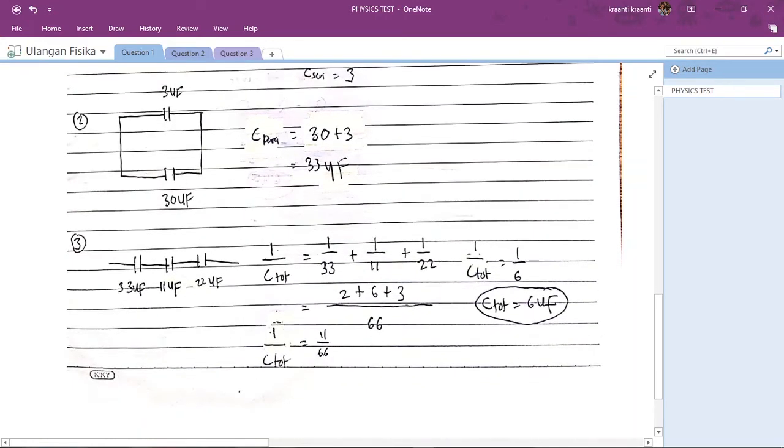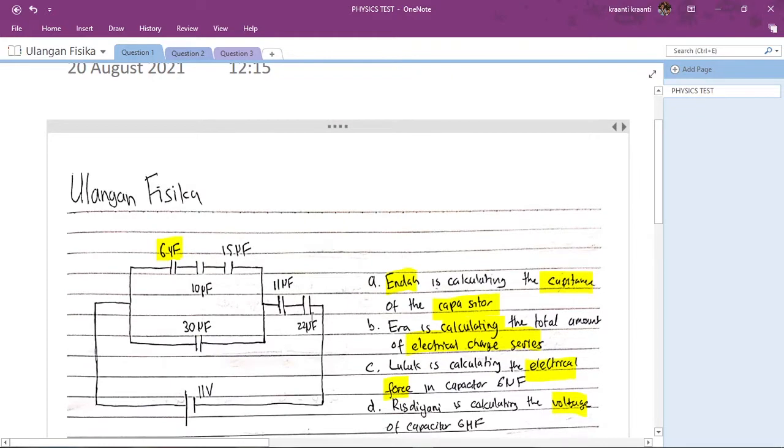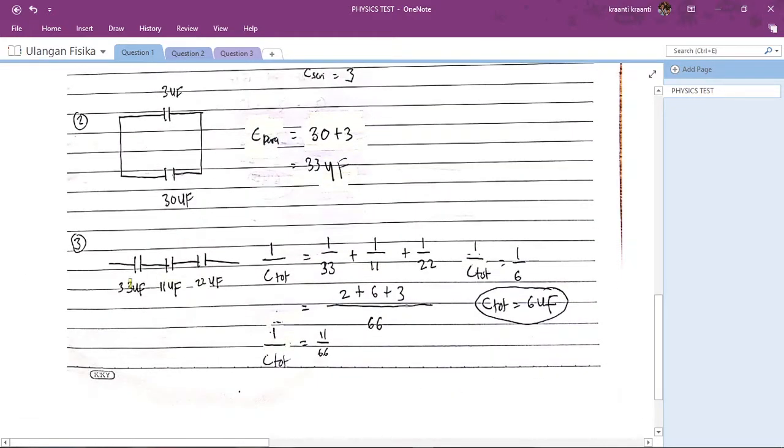Okay. Then next, now we have made this into one. So the last shape is like this: 33, this one, and 11 and 22. We got this 22 from this one, right? Because this one is a series, then we calculate the capacitance by 1 per. Then we calculate it until we find the capacitance. 1 per capacitance is equal to 1 per 6. So the capacitance of the capacitor on the series is 6 micro F.